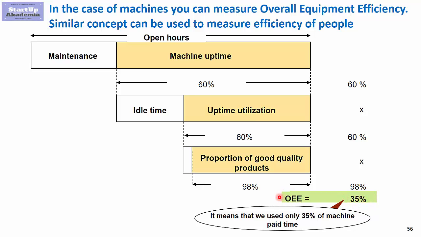So the overall equipment efficiency tells you what percentage of the time available you are actually producing goods, high quality goods that you can sell. So only 35% of the time we are adding value. The rest is basically waste.